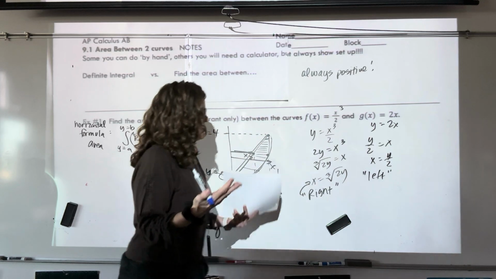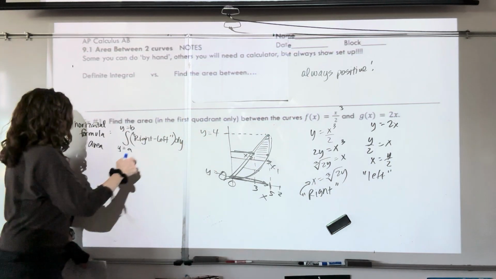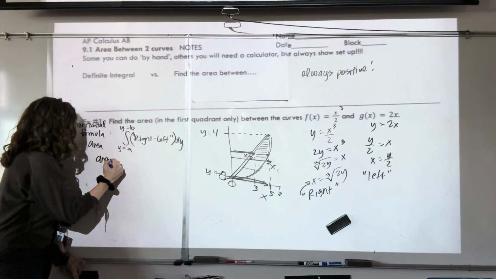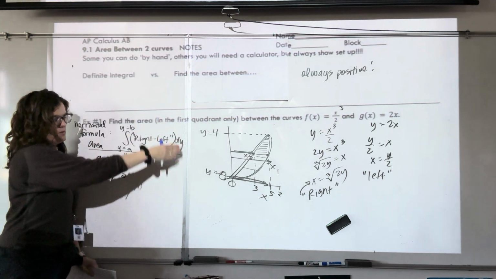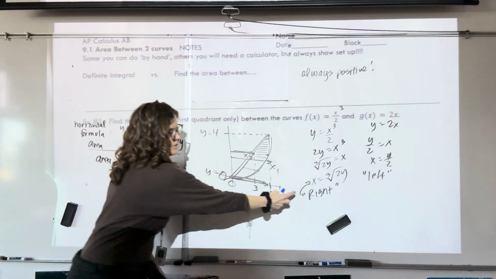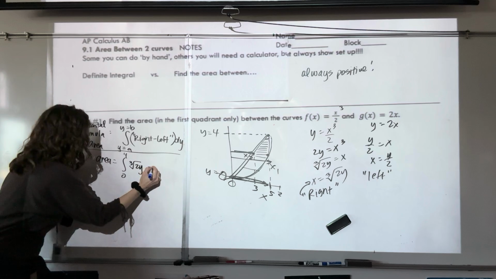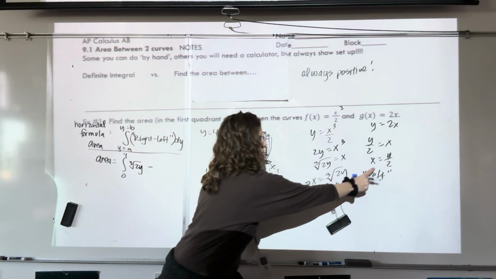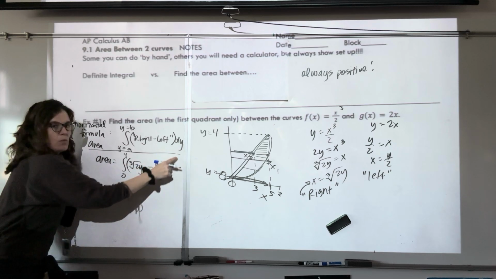And so now we're going to plug that into our formula. We were integrating starting at 0 and going to 4, and those were y values, of the right curve, which was the cube root of 2y, minus the left curve, which was y over 2, all with respect to y.